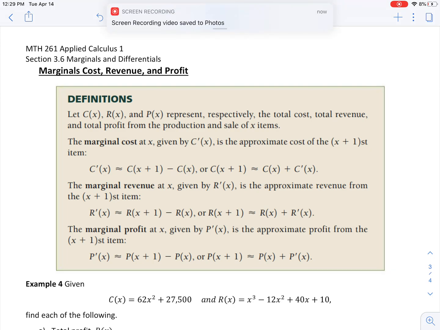Okay, let's finish page 3 and 4 of section 3.6, marginals and differentials. We did use cost, revenue, and profit functions before in some previous business application examples, but when we say marginal cost, marginal revenue, and marginal profit, they just refer to the approximate cost or revenue or profit of the x plus first item. Simply, we're just going to take the derivative of the cost function, revenue function, and profit function, and plug in the x value we want.